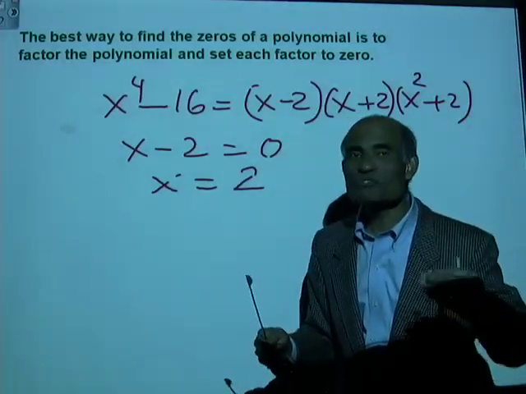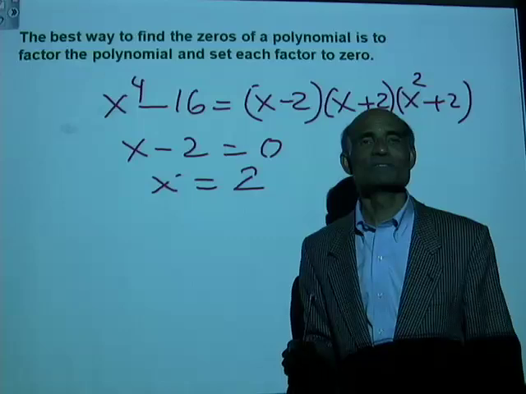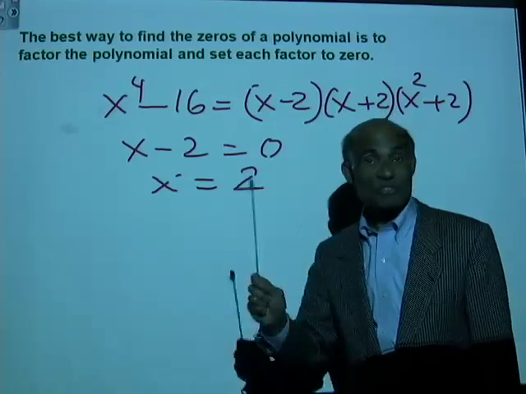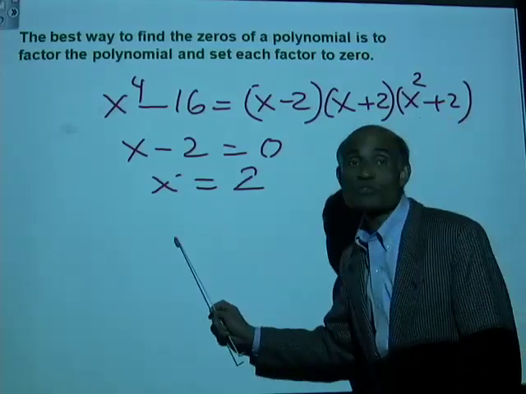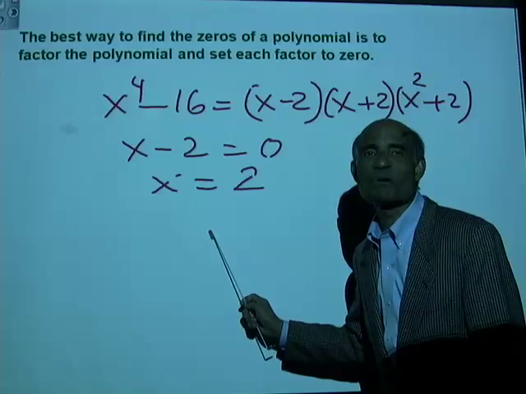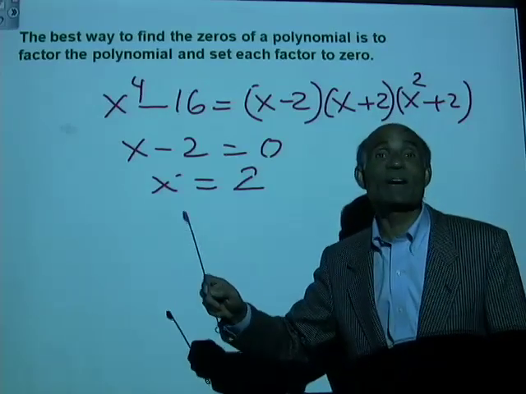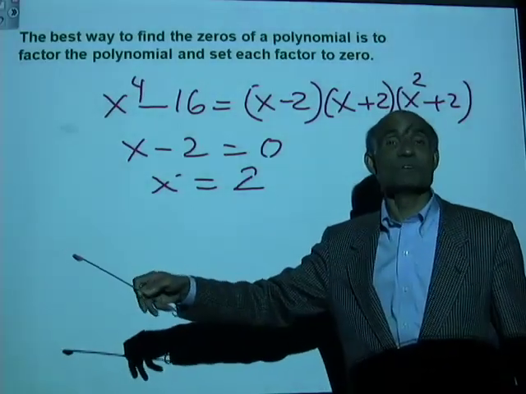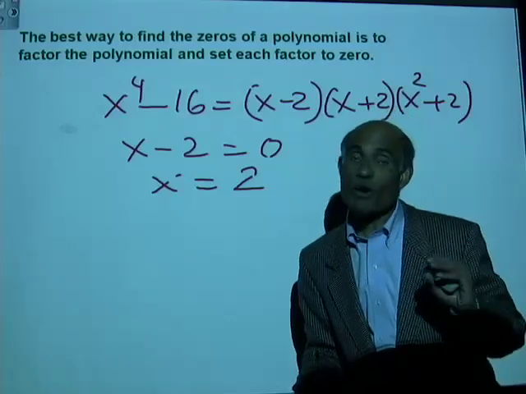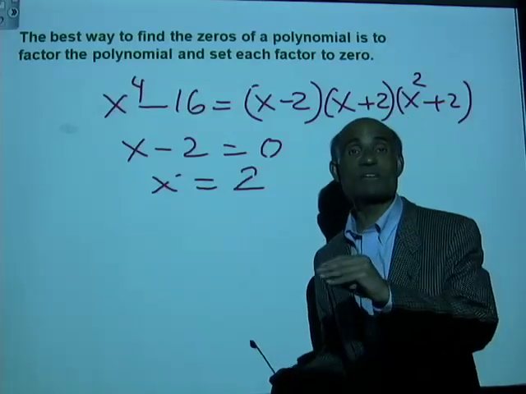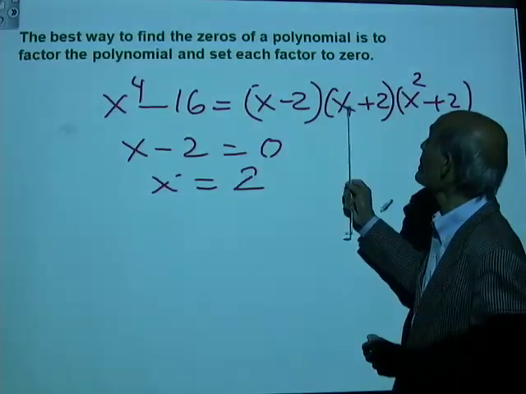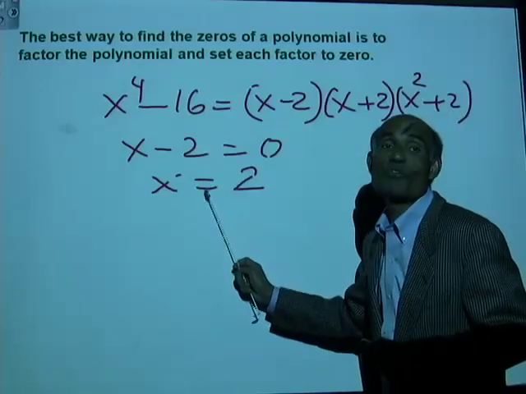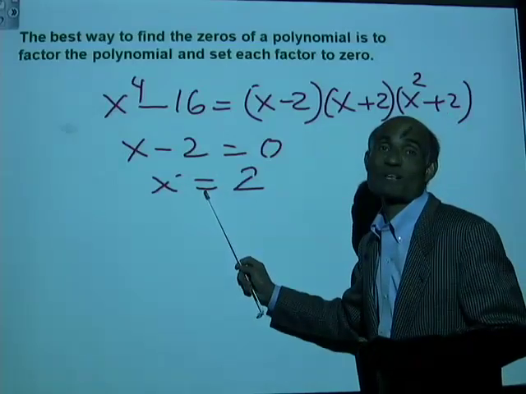Can x squared plus 2 be equal to 0? Well, if you write x squared plus 2 equal to 0, it means x squared equals negative 2, which cannot be. The square of a quantity cannot be negative. That means there are no real zeros for this polynomial expression.